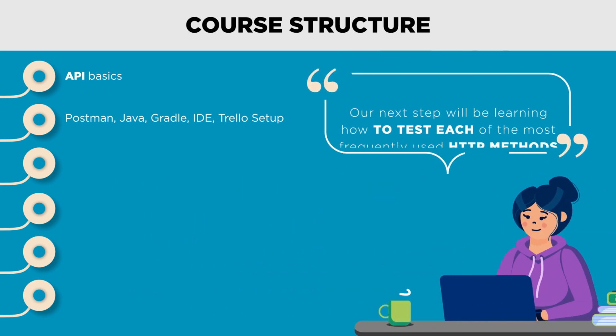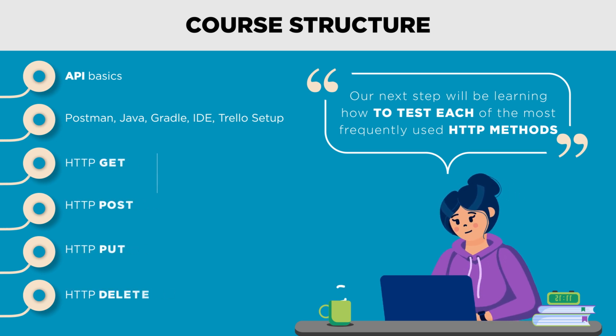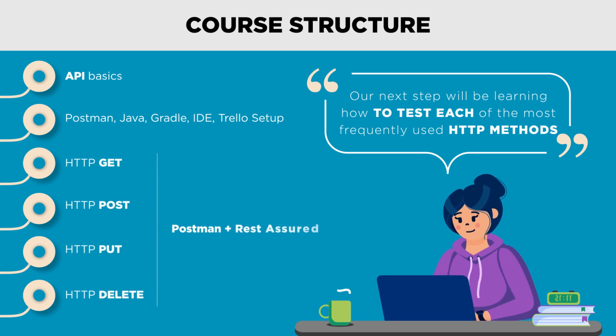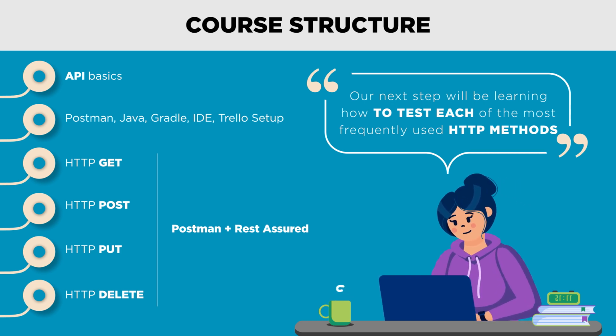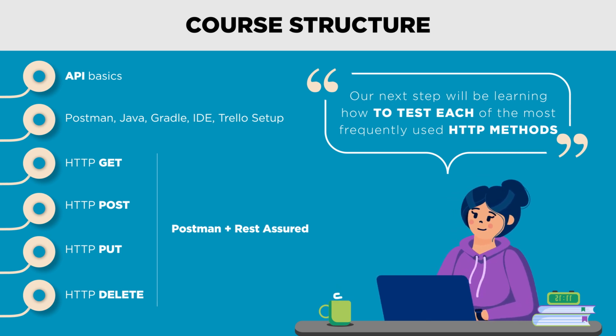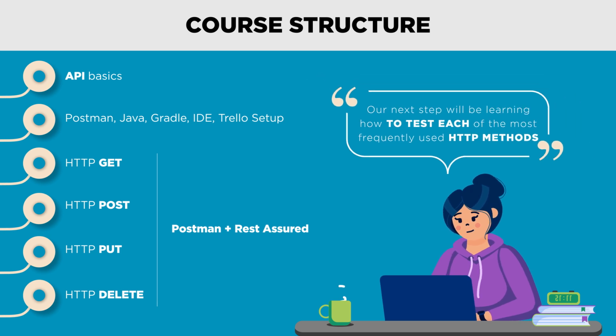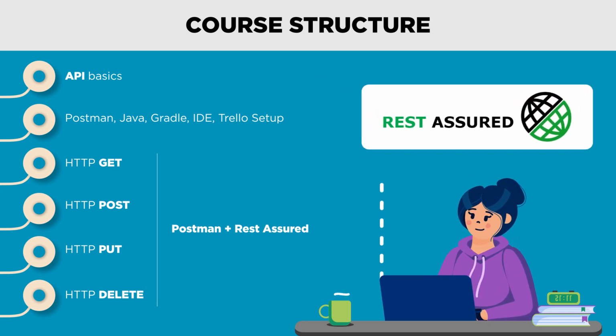Our next step will be learning how to test each of the most frequently used HTTP methods with the help of this library. We will check everything from HTTP status codes in response to the JSON schema validation in the response body. After that, we will be ready to discover how to perform validation testing of RESTful endpoints. We will create our test automation framework with RestAssured step by step.